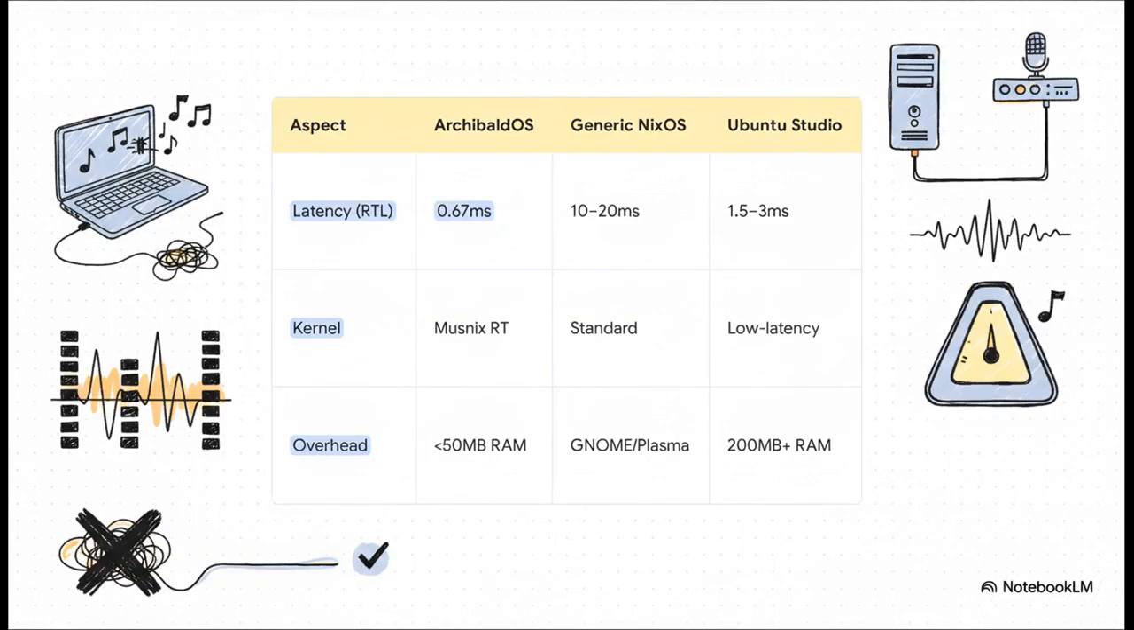Okay, let's break this chart down because this is where it gets really wild. This is from the Archibald OS documentation, and it compares their system to other Linux systems, including Ubuntu Studio, which is another popular choice for audio work. Now, the row you really need to look at is that top one, round-trip latency. A normal system, you might get 10, maybe 20 milliseconds. Ubuntu Studio gets that down to a very, very good 1.5 to 3. But then, look at Archibald OS. That number is almost hard to believe.